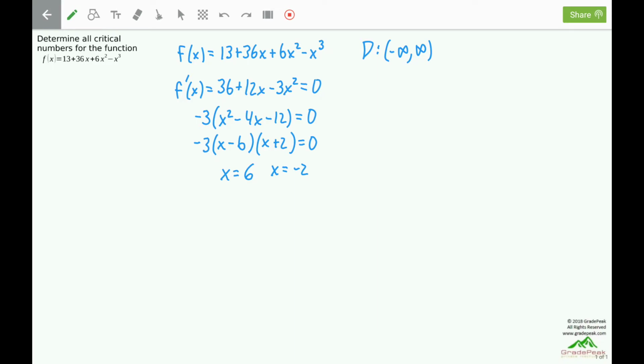Now we check to see whether these are in the domain. The domain here is all reals. X equals 6 is a real number, we keep it. X equals negative 2 is a real number, we keep it. And x equals 6 and x equals negative 2 are the critical numbers for the function.